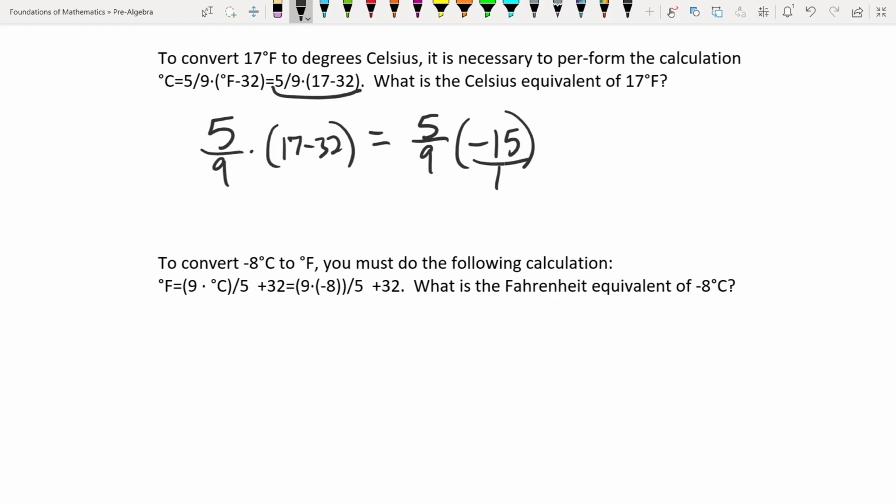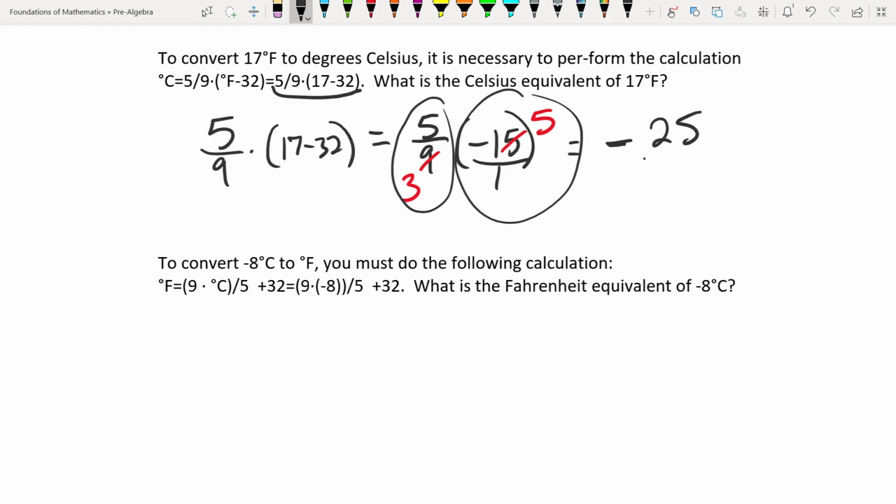Now we have negative 15 over 1. And we can cross cancel. 9 divided by 3 is 3. 15 divided by 3 is 5. We have a positive times a negative becomes negative. 5 times 5 is 25. 3 times 1 is 3. Negative 25 over 3. We typically don't see improper fractions as degrees. We actually do the division, and that gives us negative 8.3 repeating. I'm just going to write it as negative 8.3.